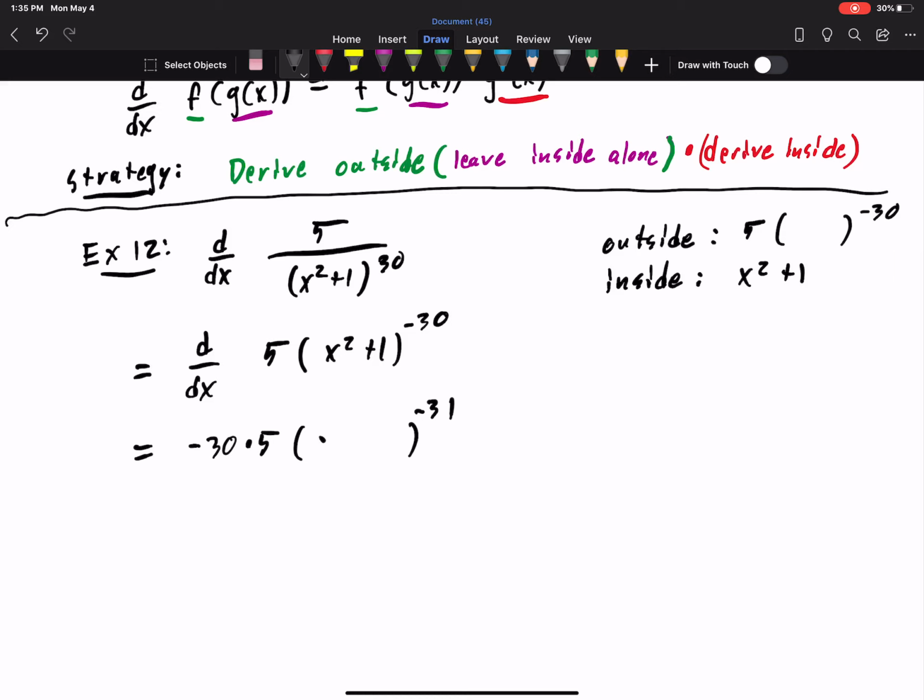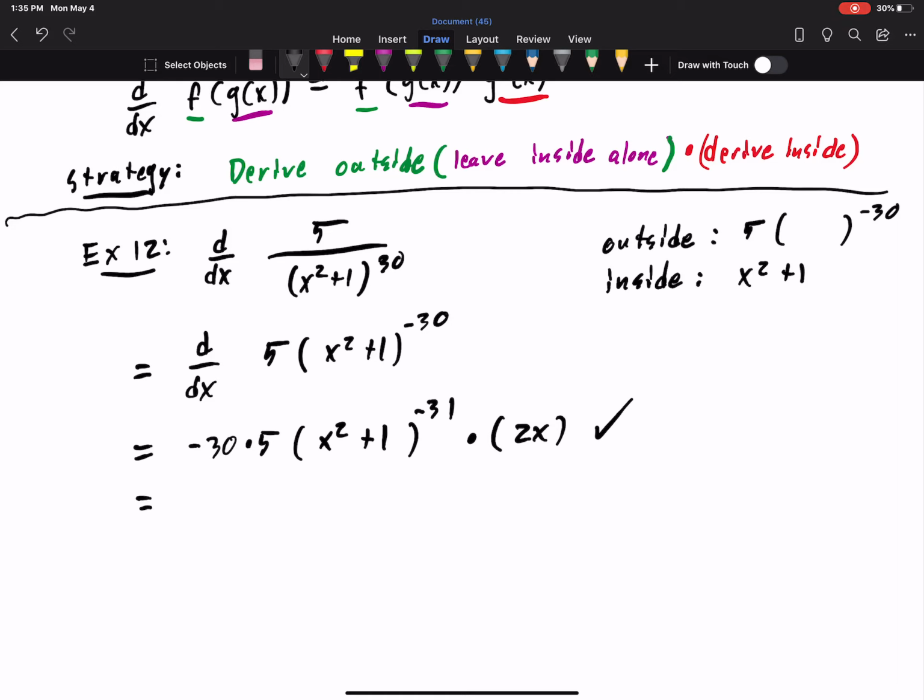Copy paste the original inside. And then finally, you multiply by the derivative of the inside, which is just 2x. Okay? So you've effectively derived it at this point. There's nothing more you really need to do unless it asks you to simplify. So this is the derivative.